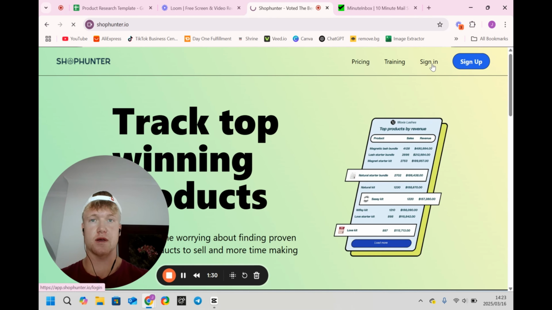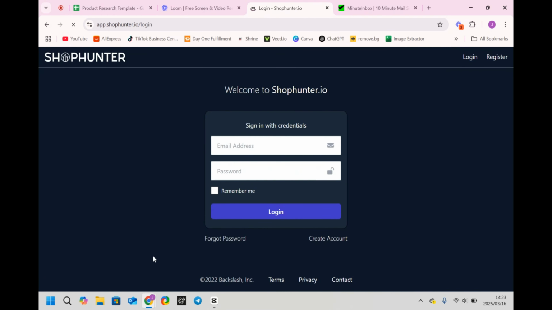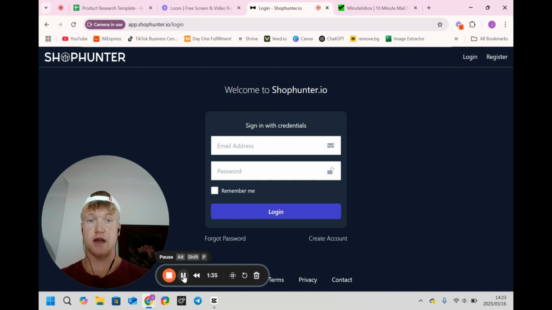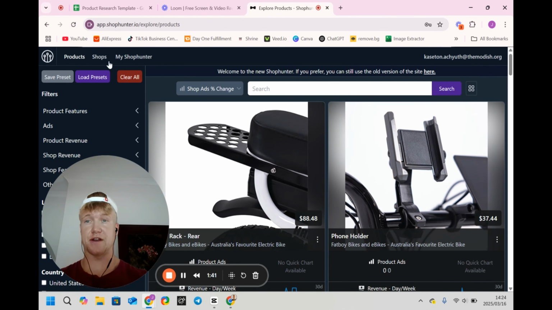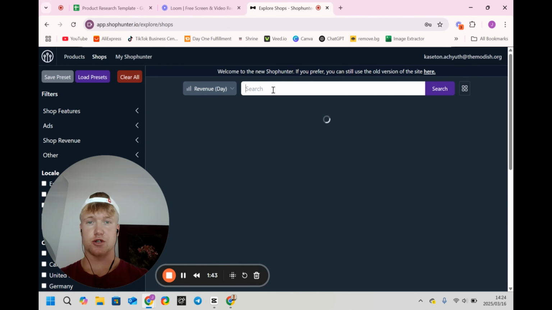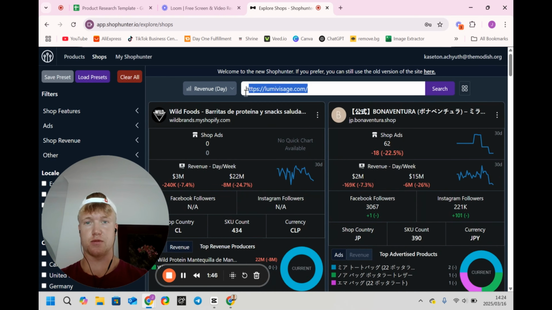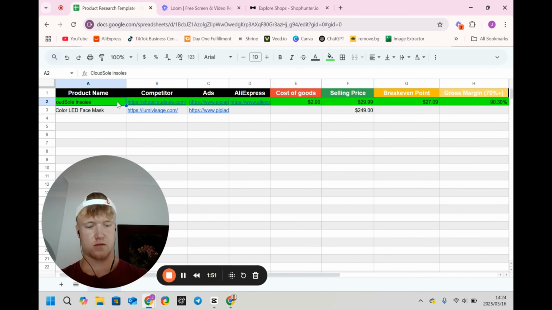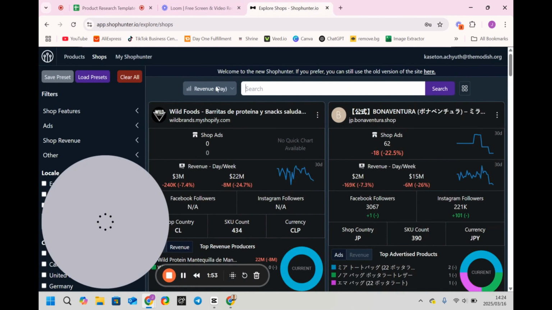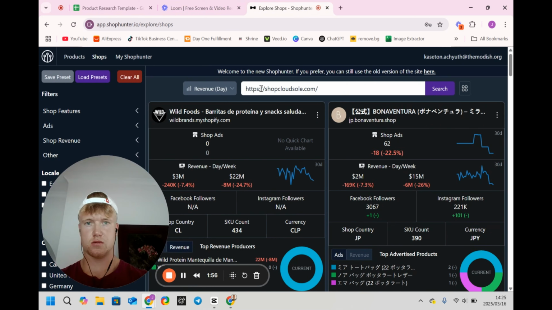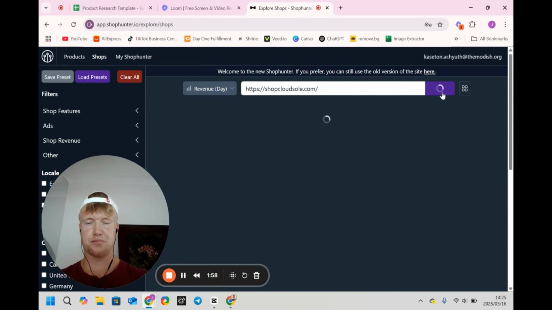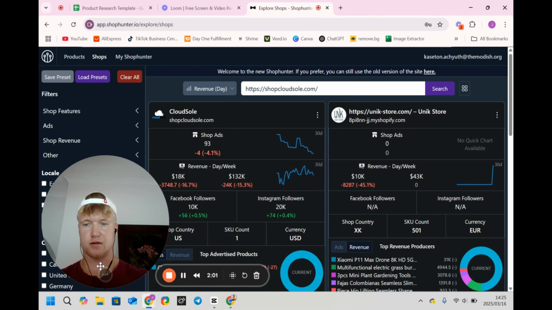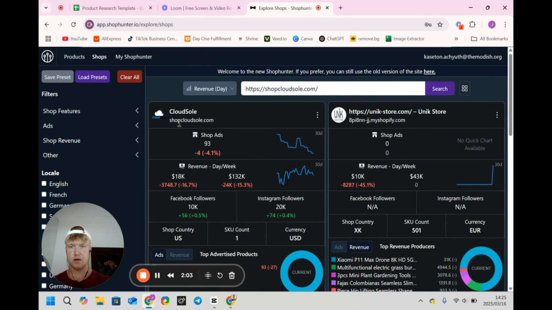Create your account. Okay. Once you've signed in, then you'll be able to see this. And once you've done your $1 free trial, you'll see something like this. And then at the top, you're going to hit shops. You're going to search with the URL for that shop, which is not that URL. It is this URL. We're going to search them. You can see they come up here. Let me make my face a bit smaller. CloudSol, click the 3 dots, click View Shop.